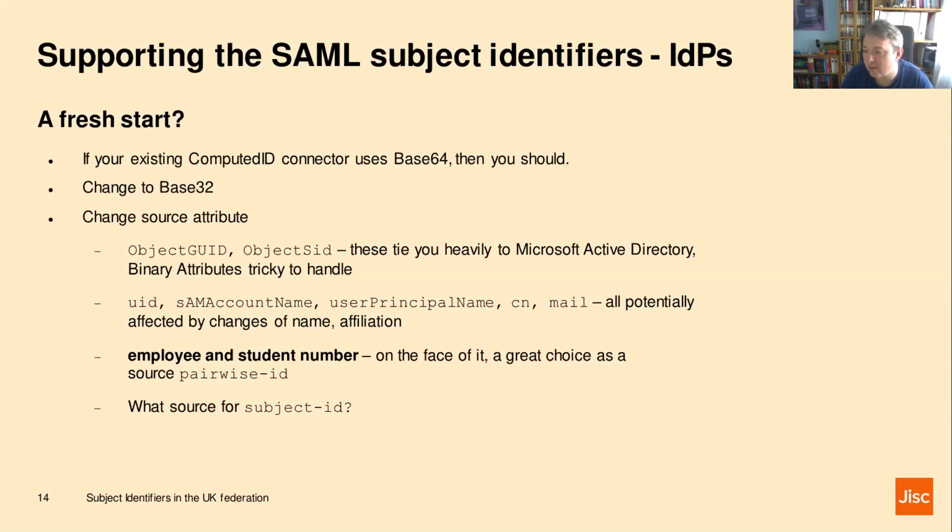Employee number and student number. I'm pleased that there's 37% on the first one and 32% on the second one in those results, which shows that people are using those. On the face of it, I think that's a really great choice as a source for pairwise ID, because they should stay with that person for their duration with that organization. Now, the question that isn't answered is what source for subject ID. That might be more tricky.